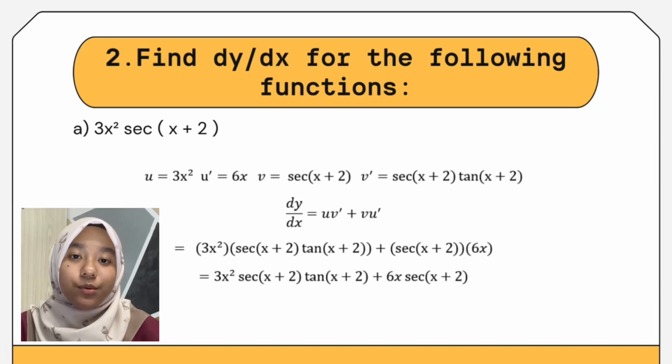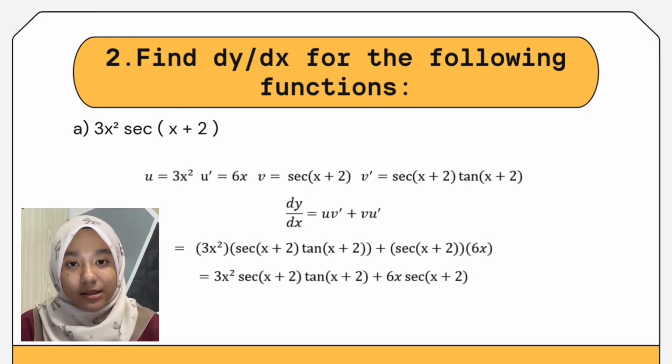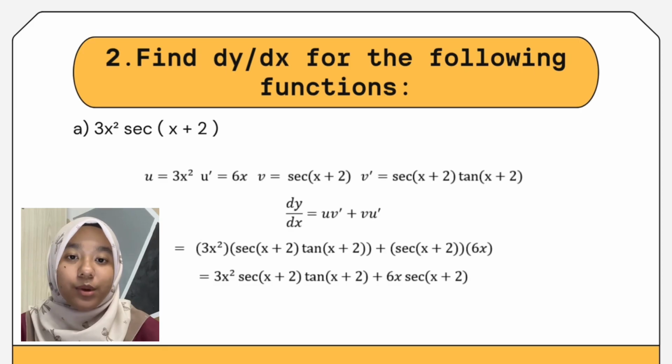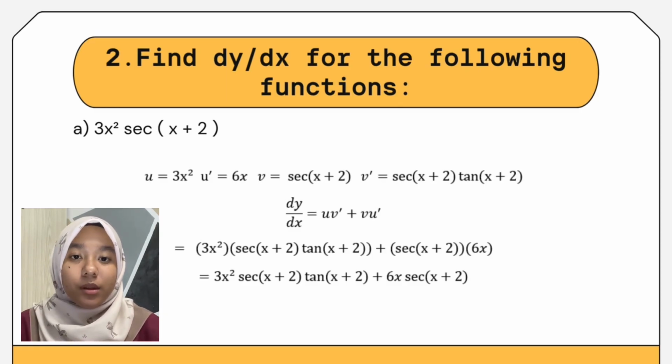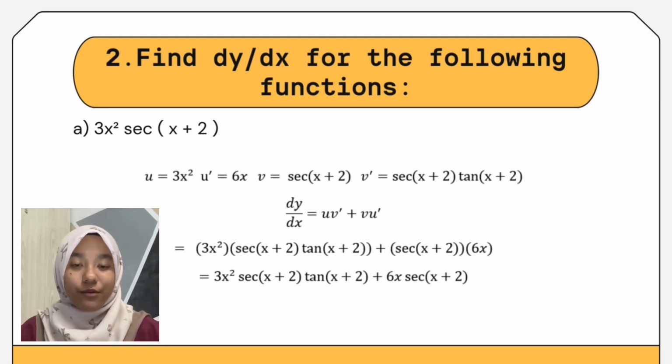Okay, let's identify u and u prime. First, we know that u will be 3x squared because it is the first part of the function. So, u prime will be 6x. Next, we must know which is v. We know that the second part of the function is sec x plus 2. So, sec x plus 2 will be v. We need to derive it. When we derive sec x, it will be sec x multiplied by tan x. So, v prime is sec x multiplied by tan x plus 2.